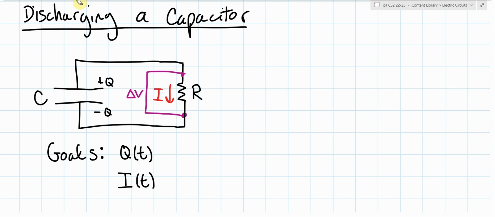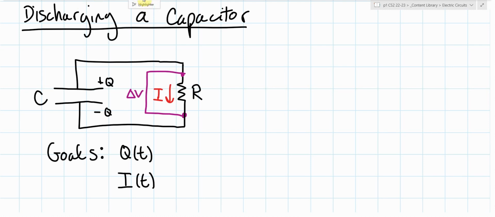It is hooked up to a single resistor of resistance R, right there, okay? And the current through this resistor is I, and the voltage across that resistor is delta V. So, first let's think of what this looks like at time 0. That is, as soon as I hook up this resistor to this capacitor, what happens?